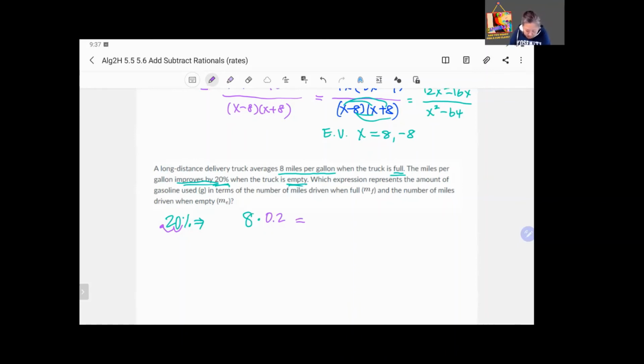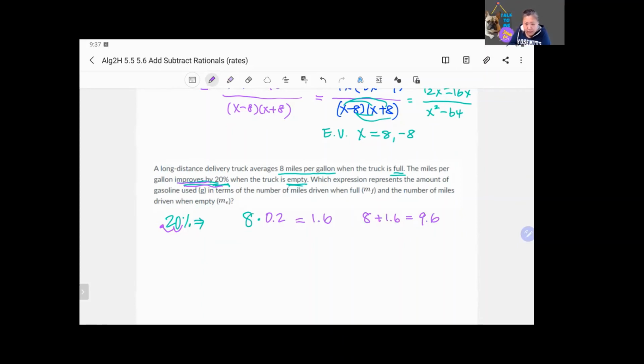Then what's 8 times 0.2? So, 1.6. But it's not only 20% of the original, it's increased by 20%. So originally it was 8 miles, but increased how much? 20% of the original 8 miles. Then it's going to make 9.6 miles. So then it makes sense.